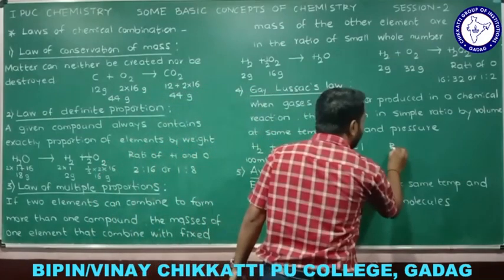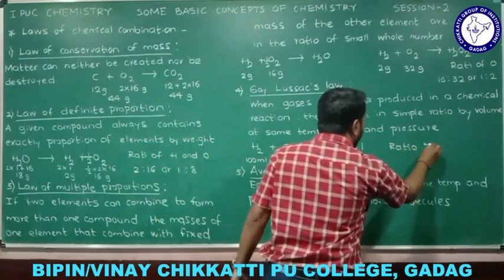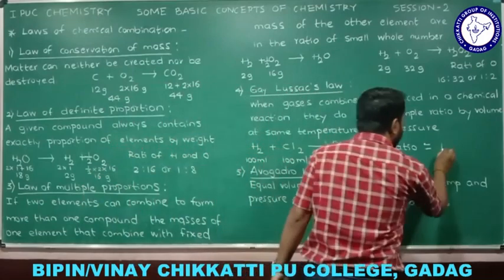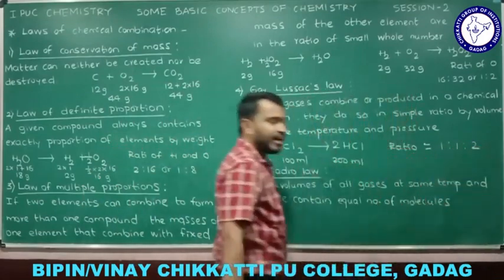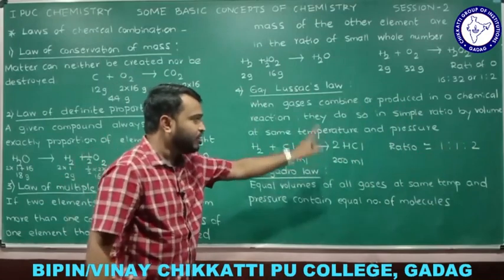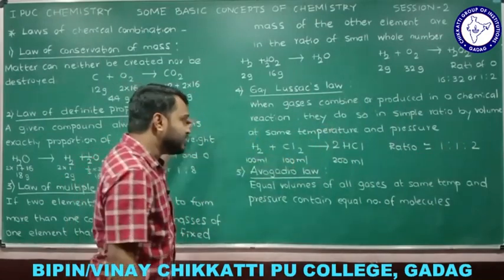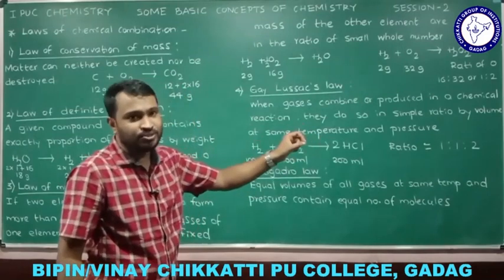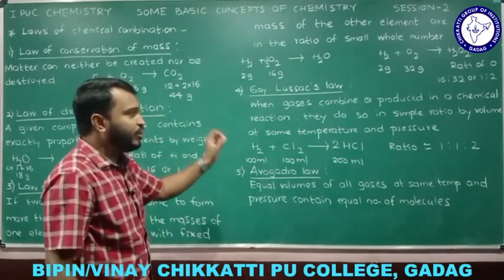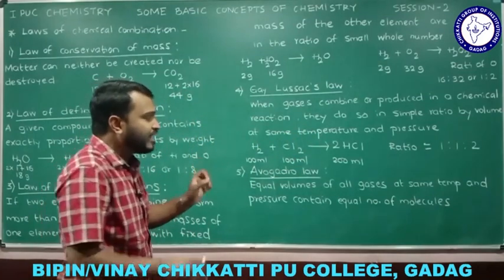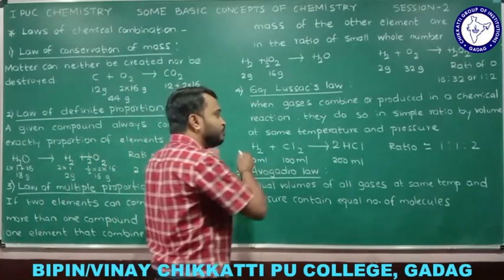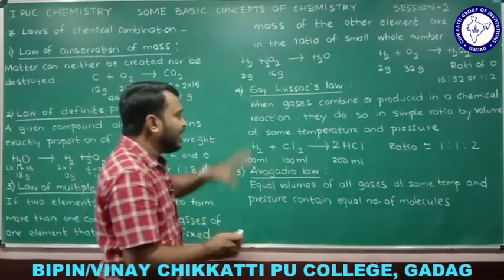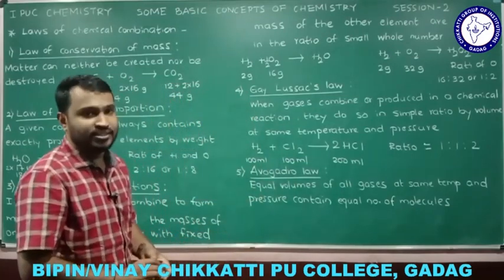So what is the ratio I am going to write here? The ratio of volumes of these three gases, hydrogen, chlorine and hydrogen chloride, will be 1:1:2. I can write it like this, isn't it? 100, 100, 200, 1:1:2. So if you consider the formation of hydrogen chloride, the ratio will always be 1:1:2 only. So this is the reason when gases combine or are produced in a chemical reaction, their volumes should be in a simple ratio, provided the temperature and pressure are kept constant, and that is the law we call Gay-Lussac's law.